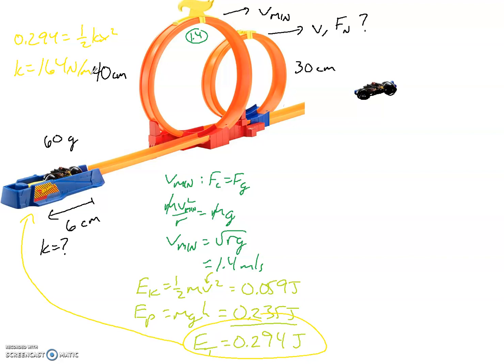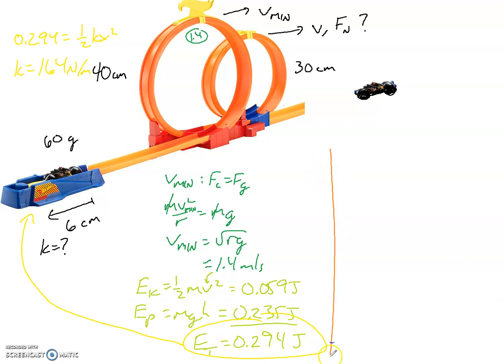Now I need to look at what's happening with my second loop. I'm going to find the speed of the top as well as the normal force. I know the speed of the top of the first loop was 1.4. This one will not be 1.4. It should be a little bit faster because it's a little bit lower. So let's see what we can do here. I do know that the total energy never changes, so we can work with that.